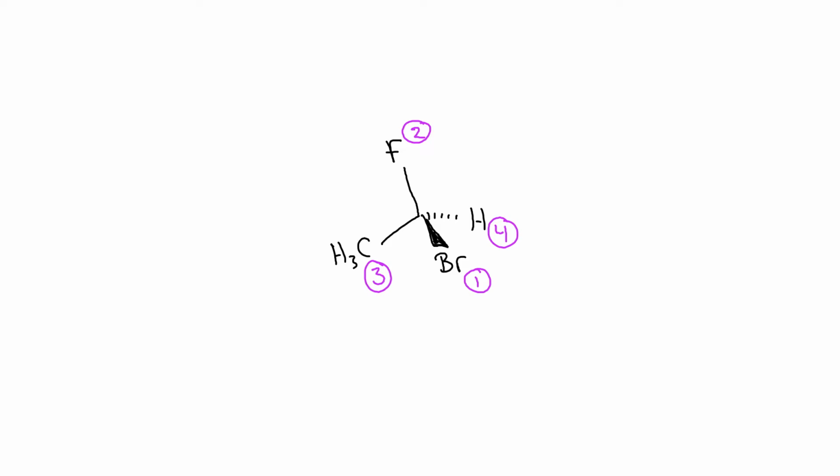Next, we're going to draw an arrow from 1 to 2 to 3, and you'll see that when we draw that arrow, we're going to go counterclockwise. So a counterclockwise arrow would give us S stereochemistry.